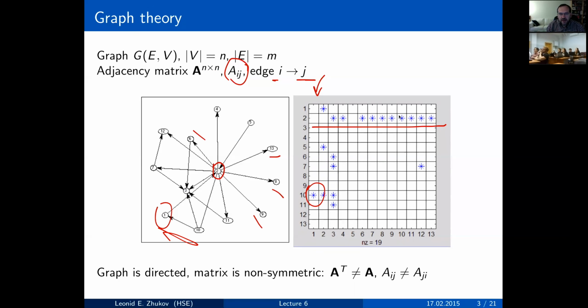So the point here is, for the directed graph, the matrix is not symmetric, and so Aij is not equal to Aji, and that means the transpose is not equal to the matrix itself. So again, last time we did not pay any attention to this because we worked with symmetric matrices. We worked with undirected graphs, so it was not important. Aij was, for us, just a connection between i and j. Today, it is very important where is i and where is j.